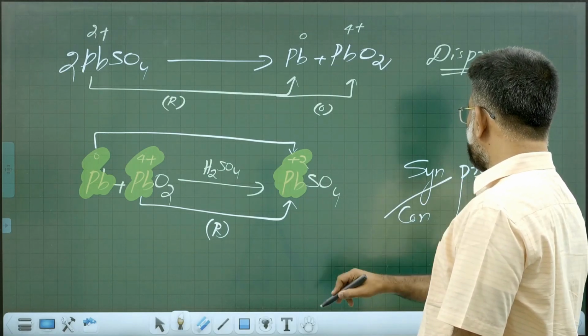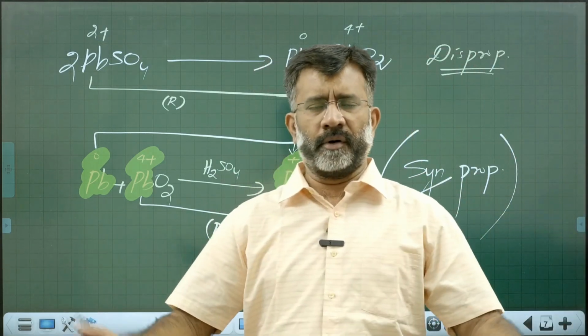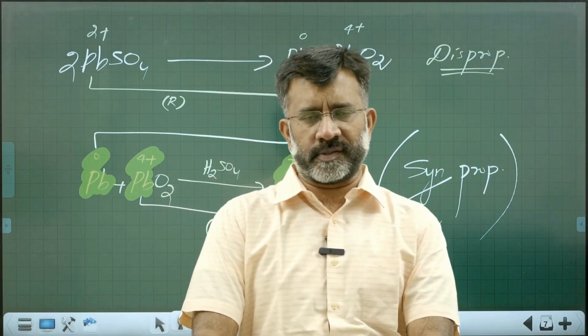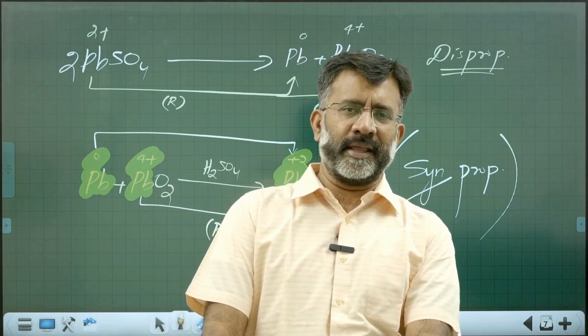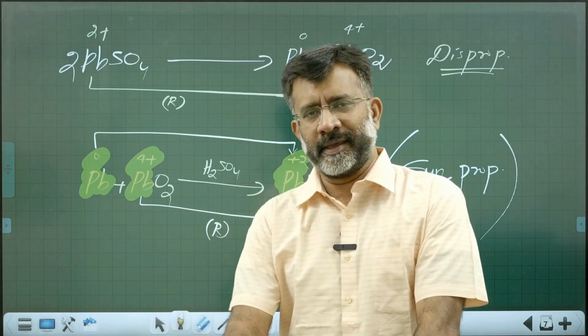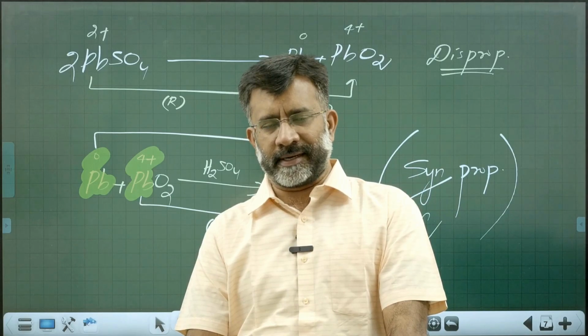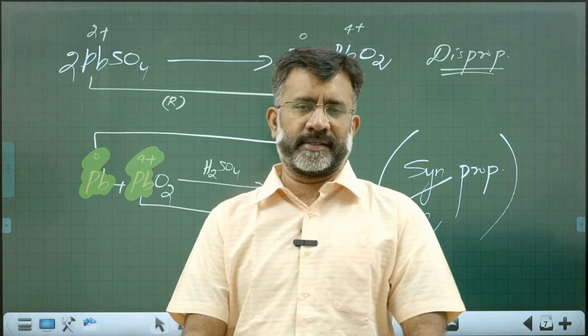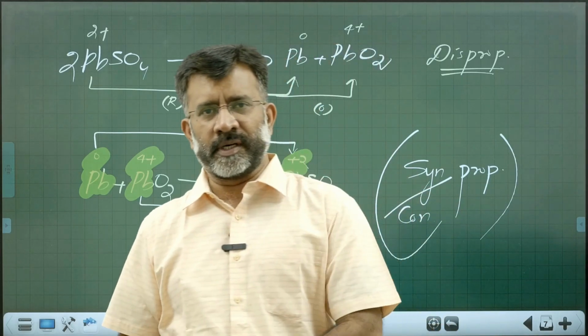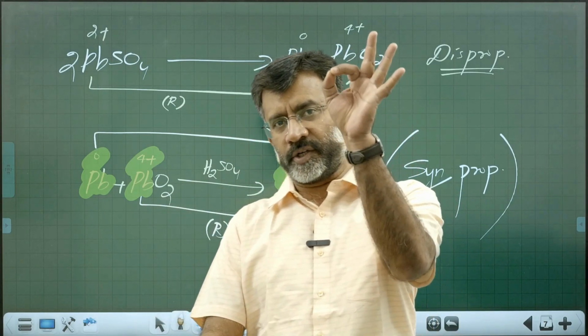Comproportionation or synproportionation reaction. There are a variety of types of redox reactions. Learning that is one important point from the chapter. Understanding what an oxidizing agent is and what a reducing agent is, that is another important point. Moving on to the next topic in the chapter, that is finding oxidation number.